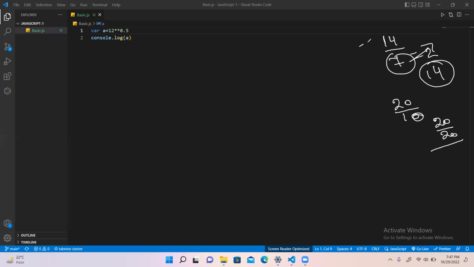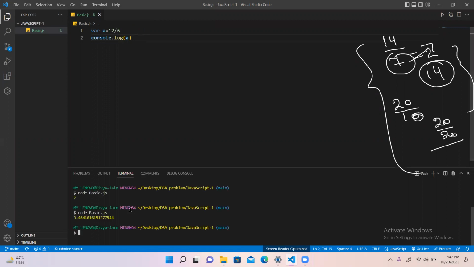So let's check the dividing portion also. Okay. So this is a code. I can write this code. Okay. So you can simply take the symbol of divide, and you can write 12 divided by 6. Now you get the answer 2. Okay. So first we clear the terminal, write clear, and you can write the file name, node basic.js. So its answer is 2, because 6 twos are 12.